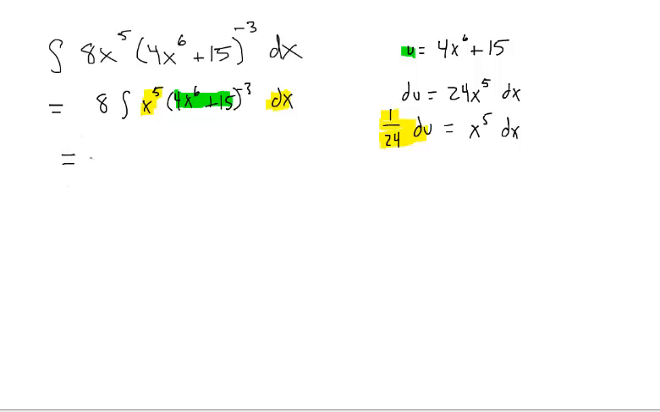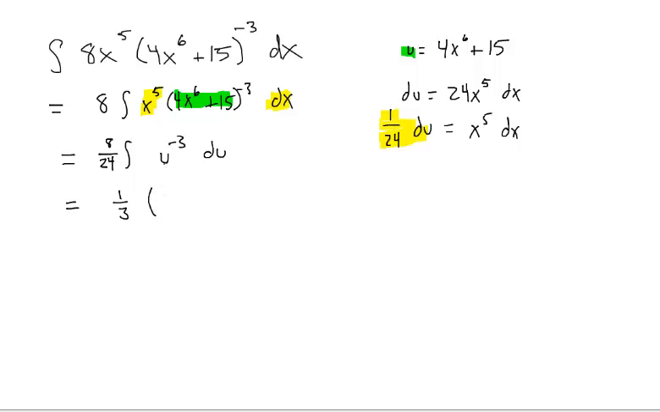So we have 4x to the sixth plus 15 is equal to u. So I have u to the negative 3. And then x to the fifth dx is equal to 1/24 du. I'm going to put my du here, but I'm going to put both of my constants on the outside. So I had an 8 there already, and then divided by 24, because we had 8 times 1/24, or 8/24. And then I'm going to simplify that down to 1/3 during this next step.